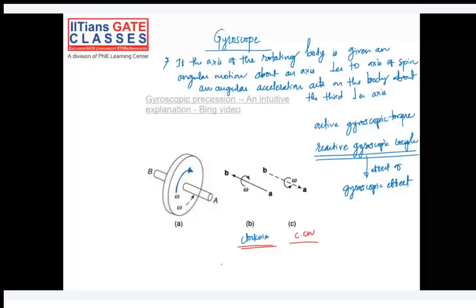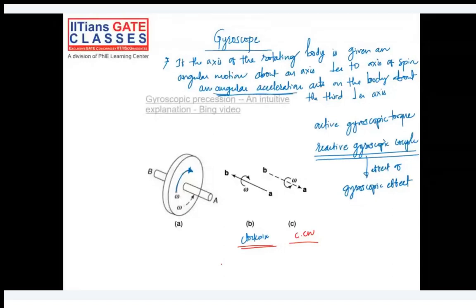So here we have covered three new points. What is angular acceleration, that part we'll study first. Then we'll try to understand the active and reactive gyroscopic couple in detail when we go through some examples. So let's start with the first point, angular acceleration. Write down the heading, angular acceleration.